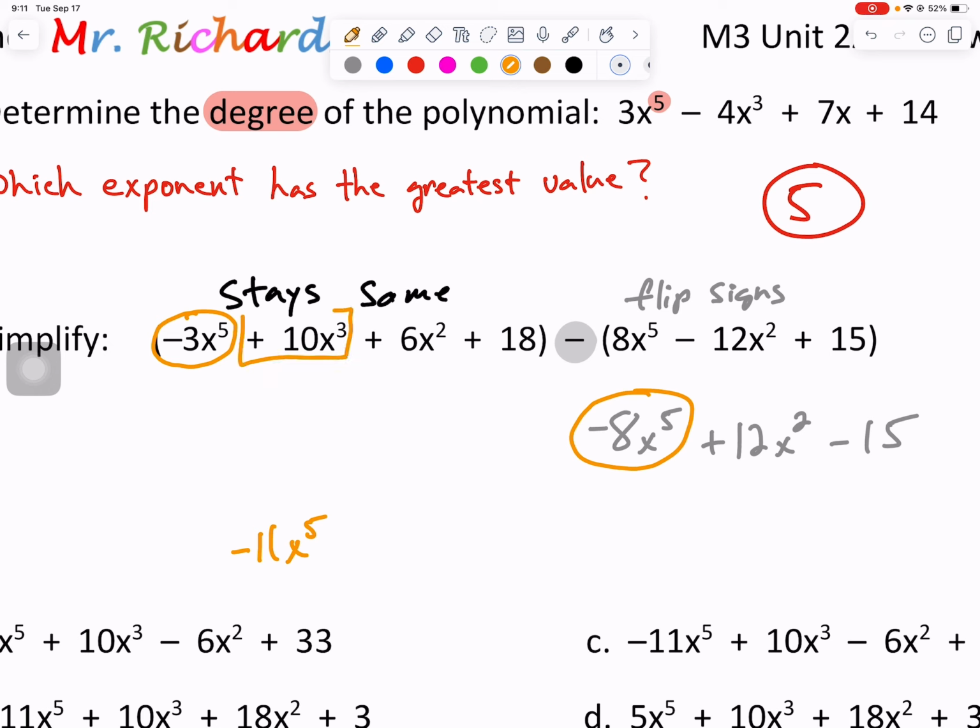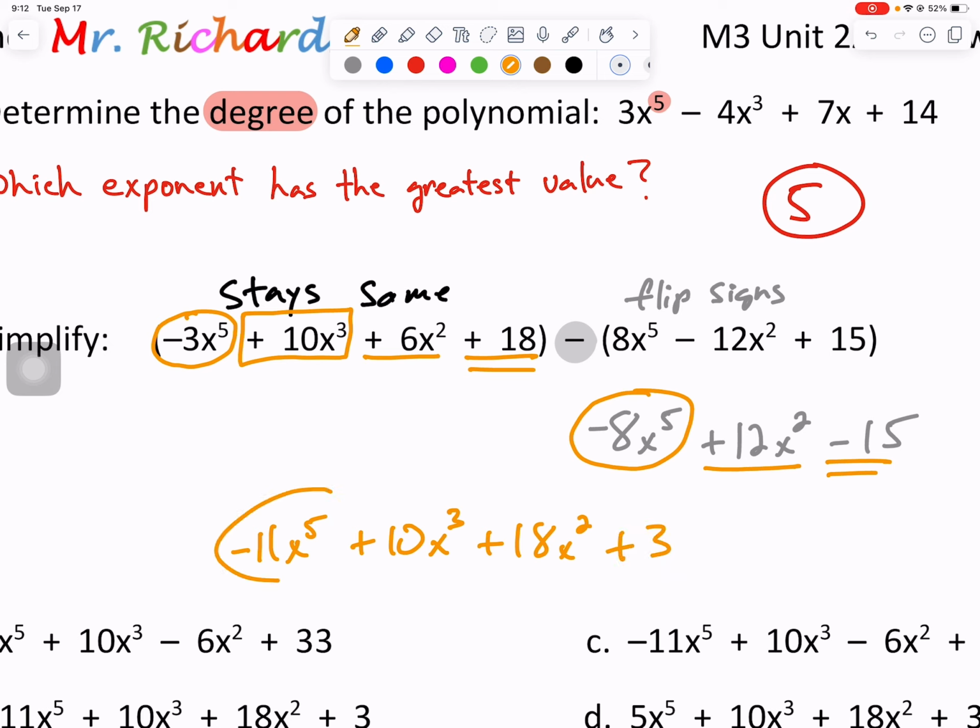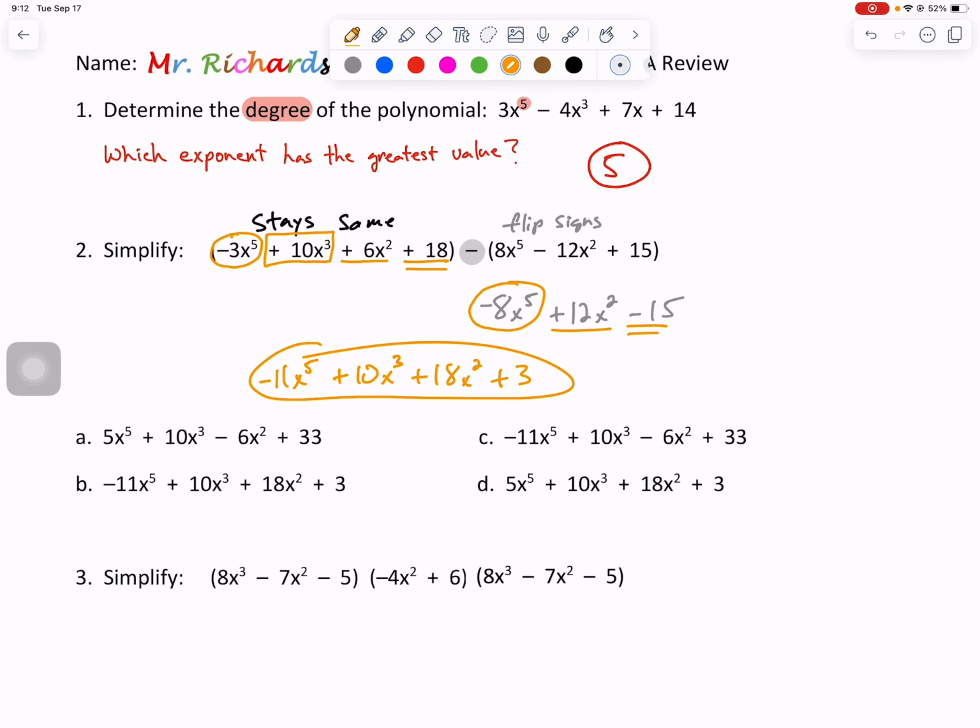All right, I am going to box our 10x to the 3rd. We have a 6x squared, 18. I don't see anything else x to the 3rd, but we do need to include it in our answer. I am going to underline 6x squared, and I am going to go down the line. Do I see anything x squared? We sure do. 6 plus 12 gives us an 18. Don't forget your x squared. I'll double underline our 18, and I'll double underline our -15. And 18 minus 15 gives us a +3. Go ahead and circle your answer.